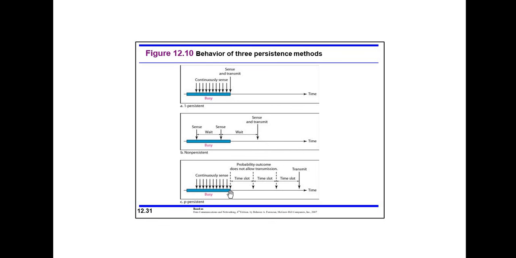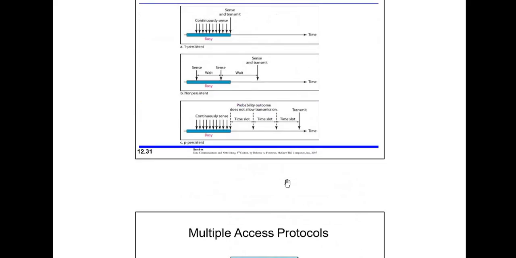P-persistent continuously senses and then waits for some time slot based on the probability outcome. So based on the probability outcome, it does not allow immediate transmission, and again later it checks if the link is free. If it is free alone, it transmits the data.